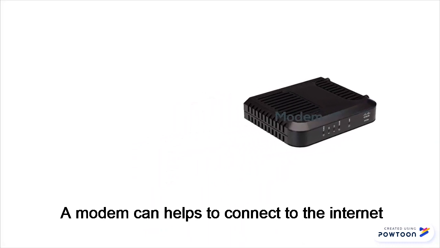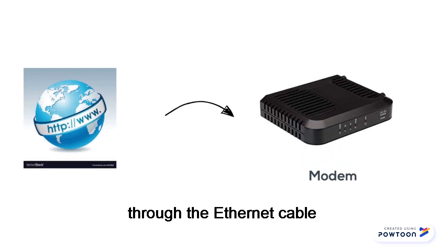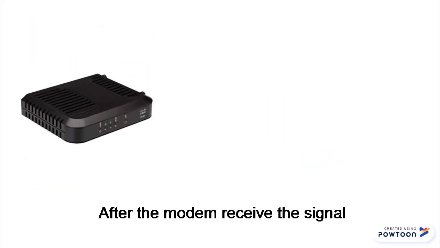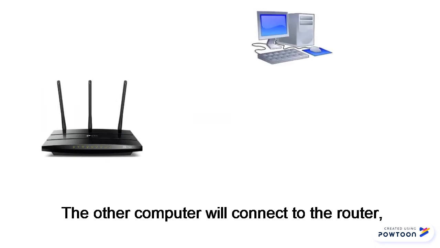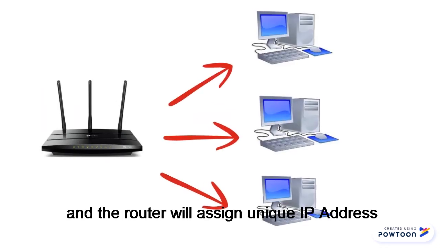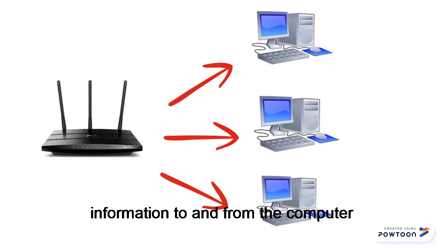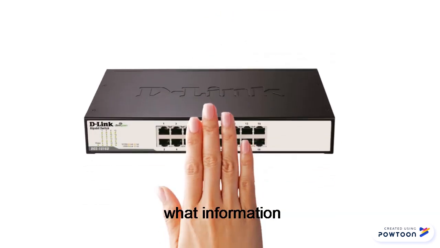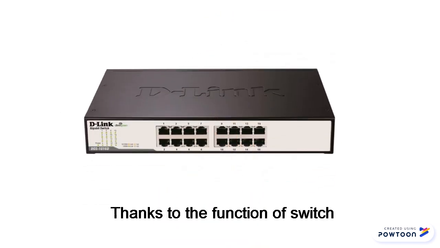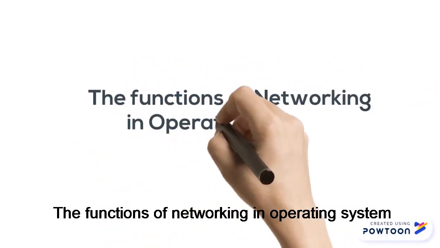A modem can help to connect to the internet by receiving and transmitting the electrical signal through the Ethernet cable. After the modem receives the signal from the telephone lines, it will send the signal to the router. Then, the other computers will connect to the router and the router will assign a unique IP address to each computer. After that, the router will receive and send information to and from the computers. The router will control which computer gets what information thanks to the function of switch which is built in the router. Now, I'm going to talk about the functions of networking in operating system.